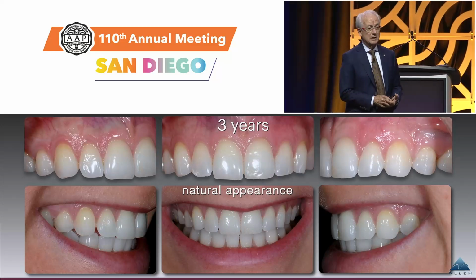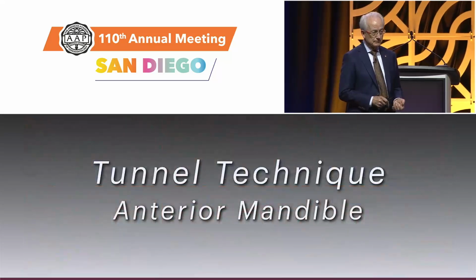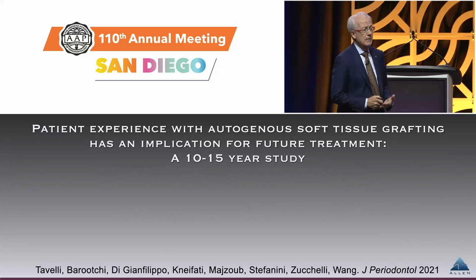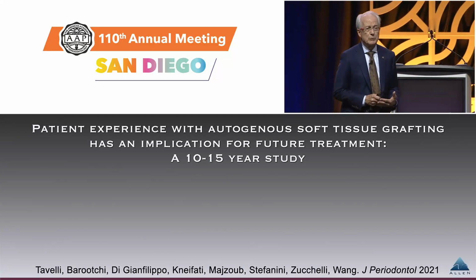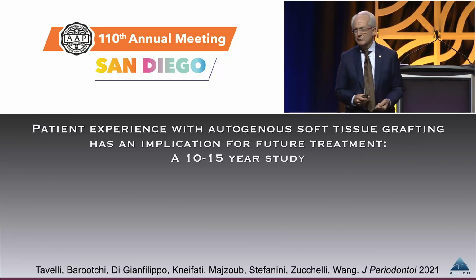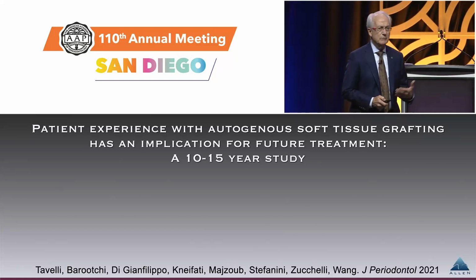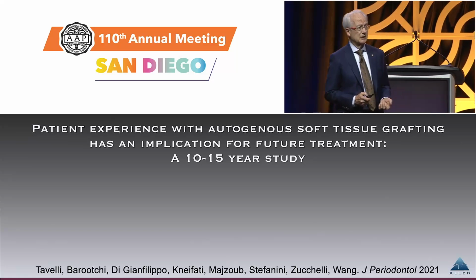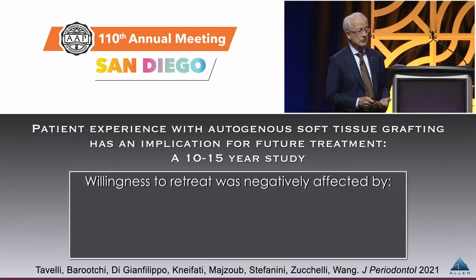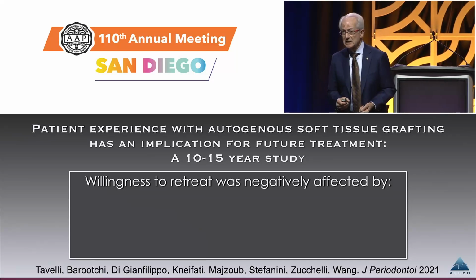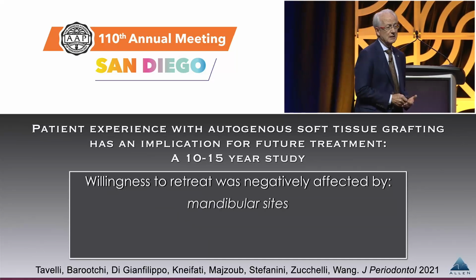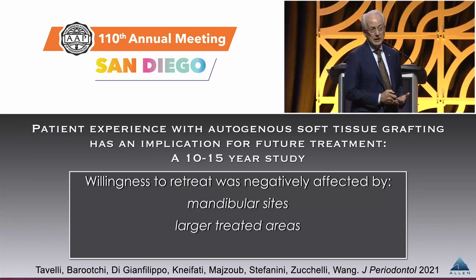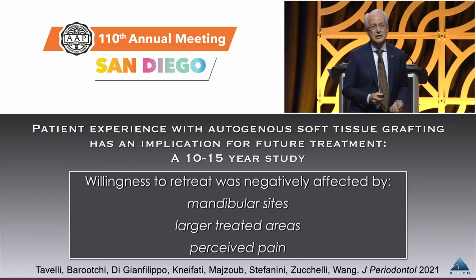But if we go to the mandibular arch, we'll notice problems, and I would call them challenges. And I think we find that our patients sometimes are reluctant to have treatment in that area if they've had previous grafts that they had some bad experience with. This is a report, a 10 to 15-year study, asking patients, would you be willing to have a graft again if you needed it? And that was negatively affected by mandibular sites, which we're going to talk about, by large areas, multiple tooth areas, and perceived pain.